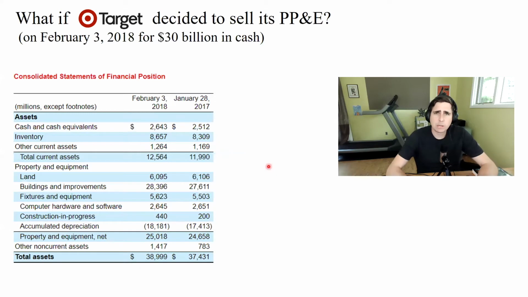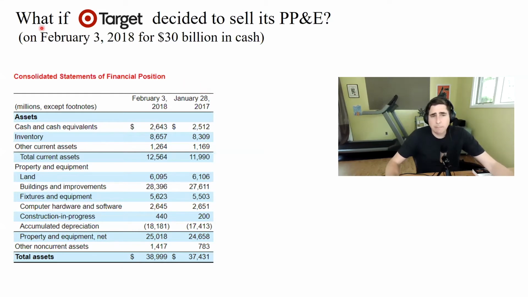So the first thing we're going to do is apply what we know about how to account for a sale of property, plant, and equipment. And we're going to just do a thought exercise using Target. And here I've shown you Target's consolidated statements of financial position. That's another word for balance sheet. So this is Target's balance sheet, and this is just the assets section of it for the period ended February 3rd, 2018 and January 28th, 2017.